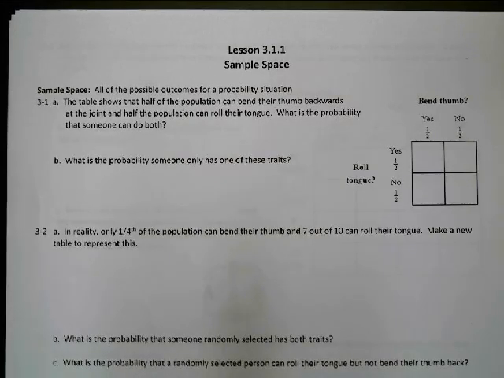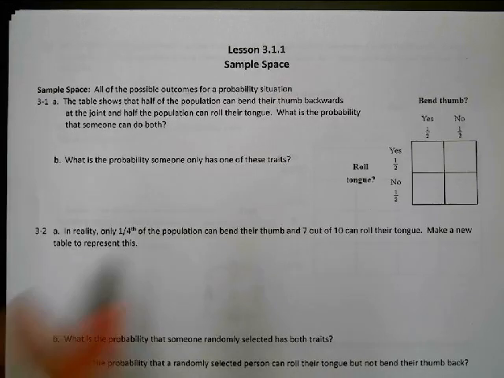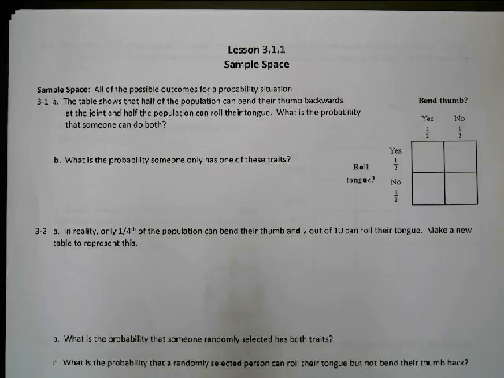Sample space is all of the possible outcomes for a situation that we're doing with probability. So all the different things that can happen. That's what sample space is. So in 3.1, we've got a table here. This is one way to show sample space.